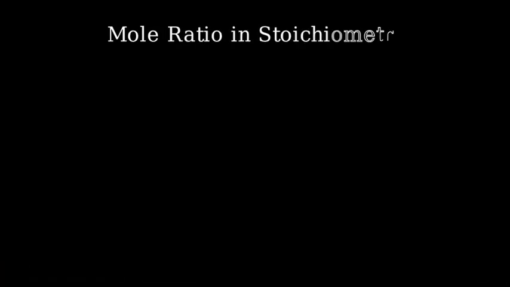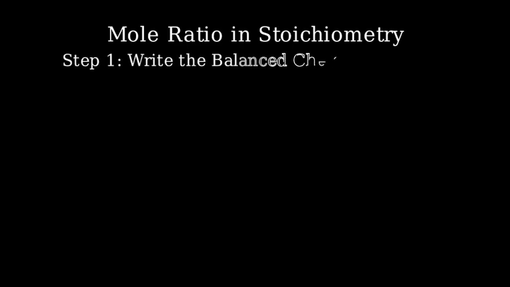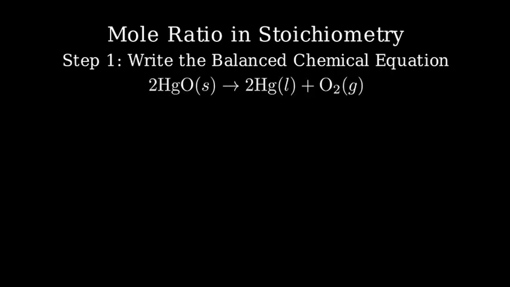to this tutorial on how to find the mole ratio to solve stoichiometry problems. We'll go through the process step by step using a practical example. Step 1. Write the balanced chemical equation. This is crucial because the coefficients in the balanced equation tell us the mole ratios of the reactants and products. Let's consider the decomposition of mercury(II) oxide, HgO.